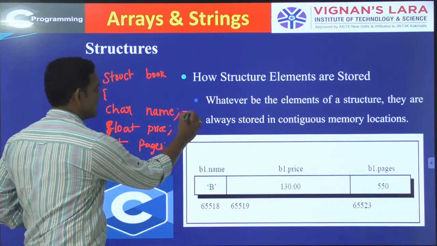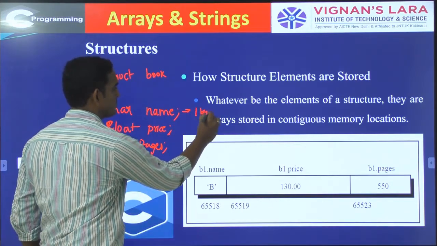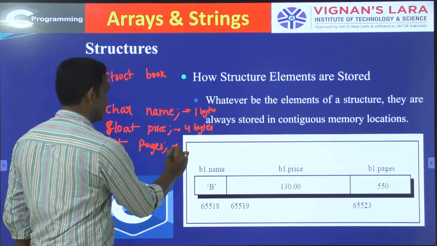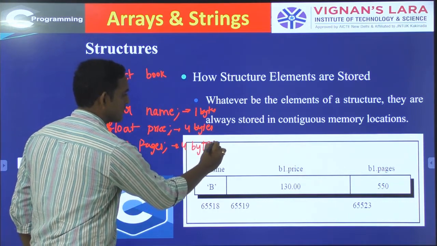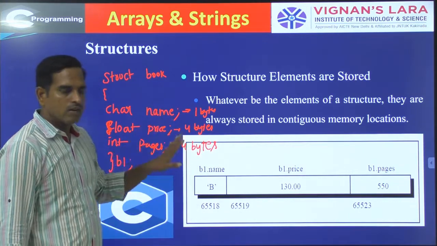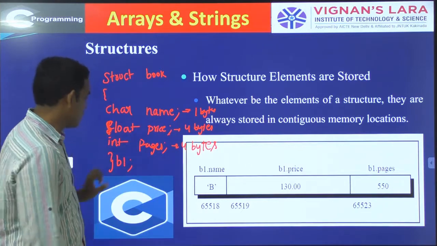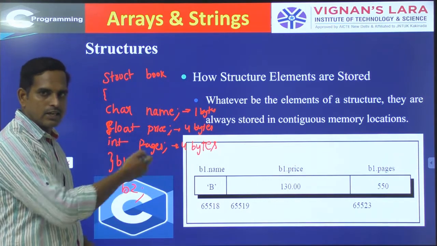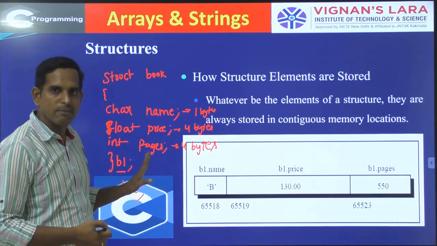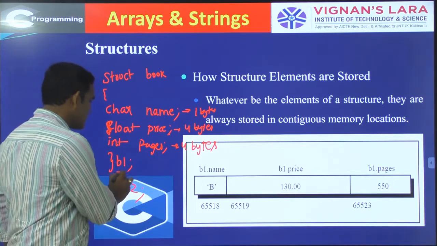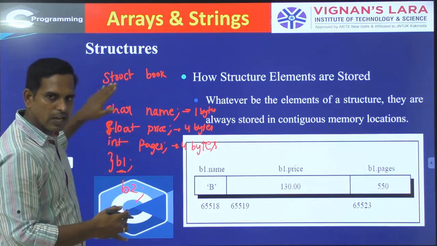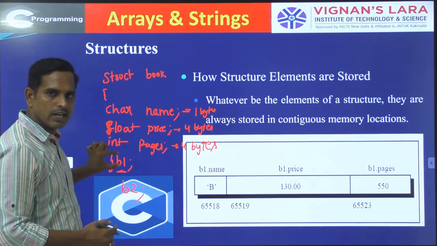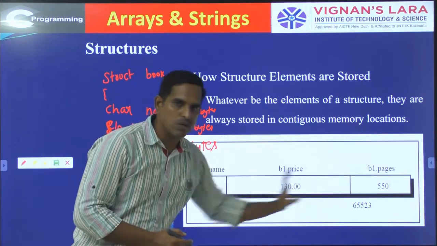So when you see the character name, it will occupy 1 byte, float price will occupy 4 bytes, and int pages will occupy 4 bytes. Completely we will be needing 9 bytes to store one book. If I have another b2, I will be needing another 9 bytes. Whatever may be the elements that are present in your structure, all the structure elements related to one variable will be stored in continuous memory locations.